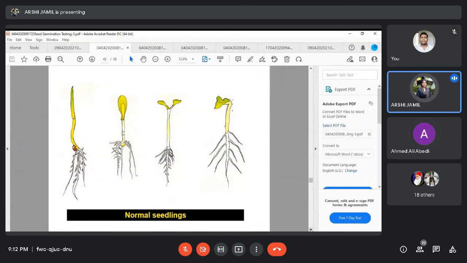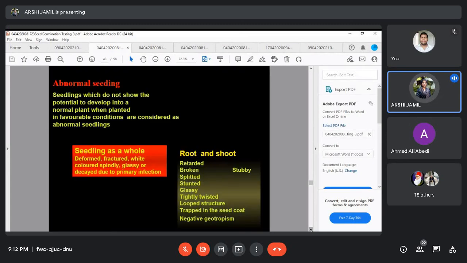आप देख सकते हो स्क्रीन पे नॉर्मल सीडलिंग, ईच एंड एवरीथिंग इज प्रोपोर्शनेट, प्लूम्यूल भी ठीक है, रेडिकल भी ठीक है. The seedling looks healthy when you look at it, so it is considered a normal seedling.